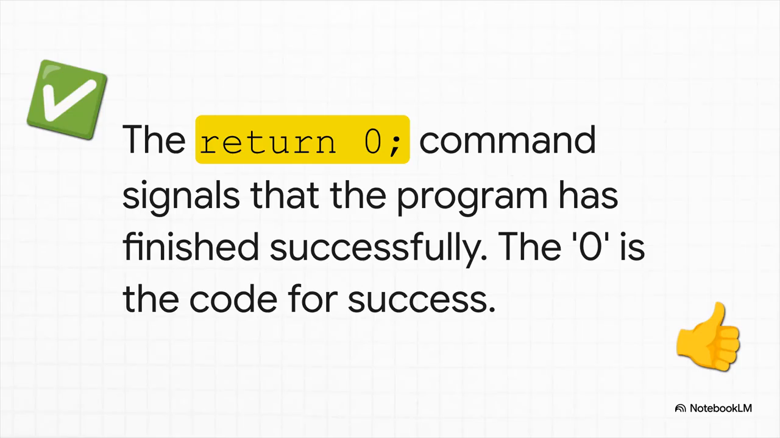All right, just one last line to decode: return 0. What's that all about? Well, this is basically our program politely telling the operating system, hey, I'm all done here, and everything went off without a hitch. That 0 is the secret code for success. It's like raising a little flag that says mission accomplished right before the program closes.